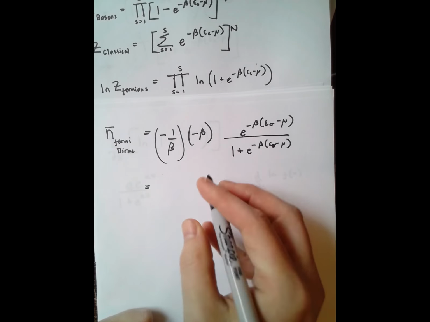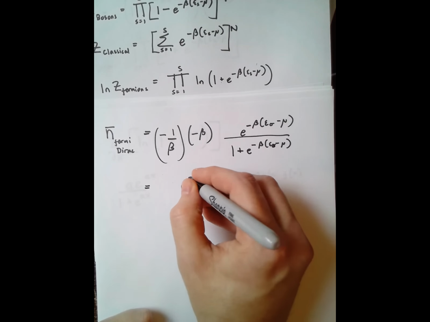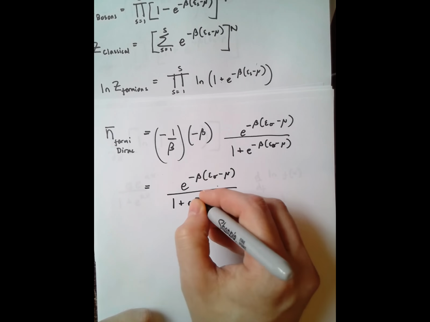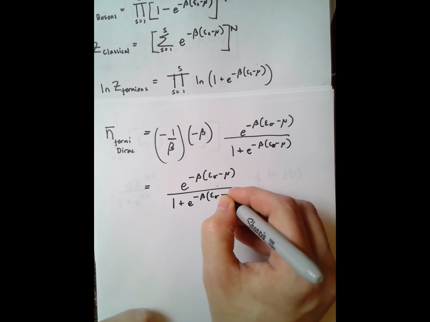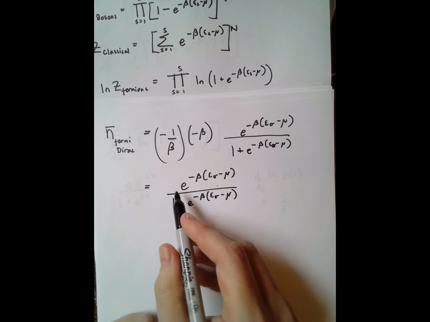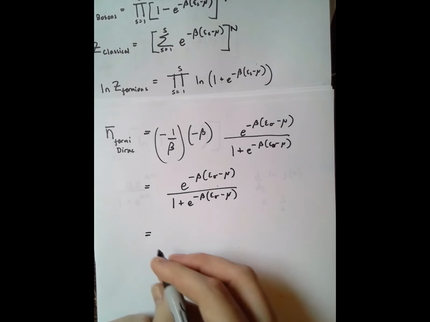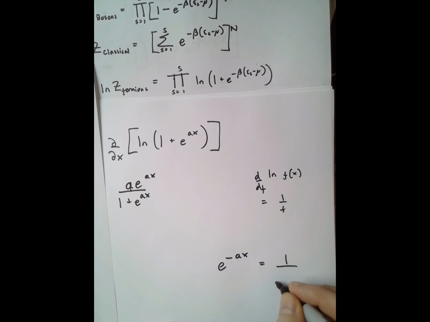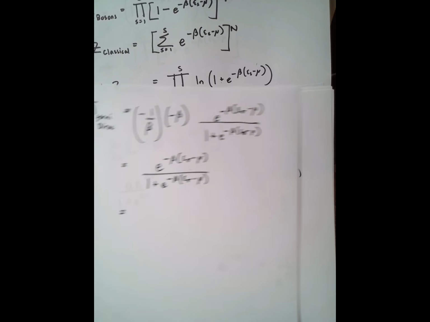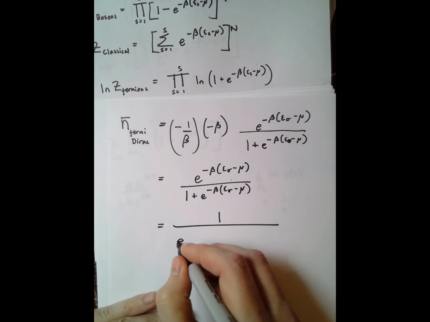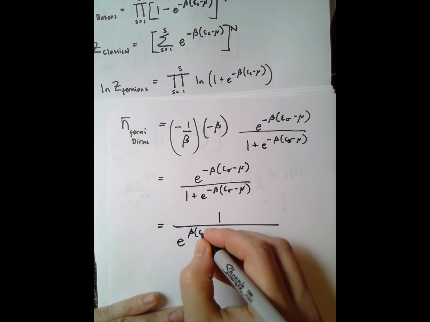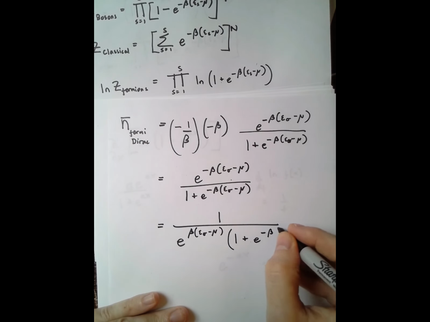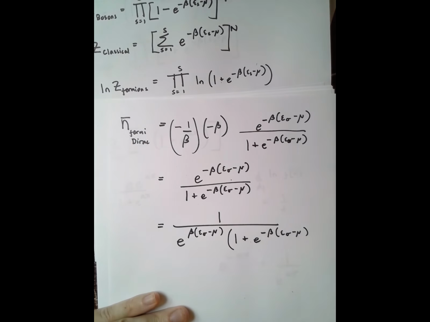And so I end up with, these cancel. I end up with e to the minus beta epsilon sigma minus mu divided by 1 plus e to the minus beta epsilon sigma minus mu. This thing here, e to the minus ax is 1 divided by e to the ax. So this is just 1 divided by e to the beta epsilon sigma minus mu into 1 plus e to the minus beta epsilon sigma minus mu.